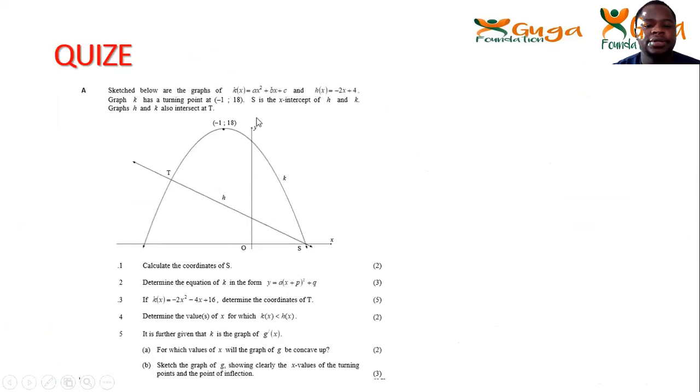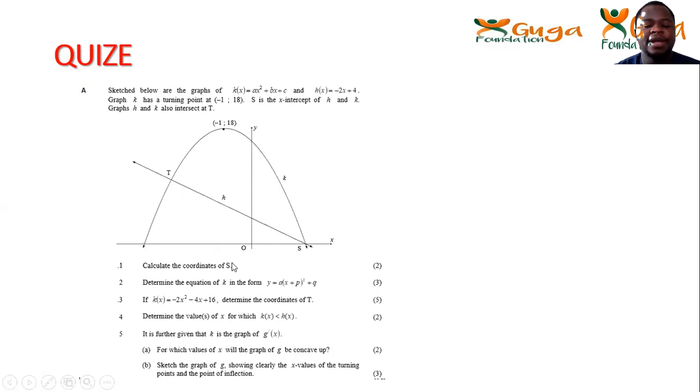Now, this is your quiz. Also, this is simple. Determine the coordinate of S. Where is S? S is here. You are given the graph of h of x here. This is the graph of h of x. Determine the, this is simple, equation of k. The k is this one. So you're given the turning point.